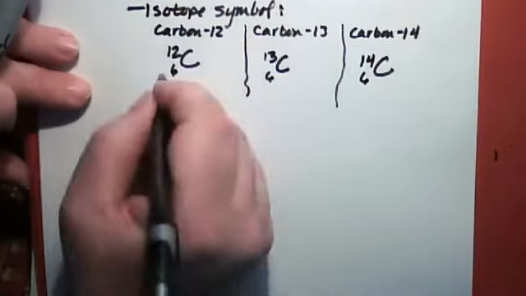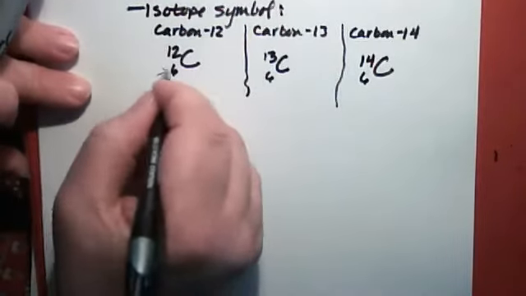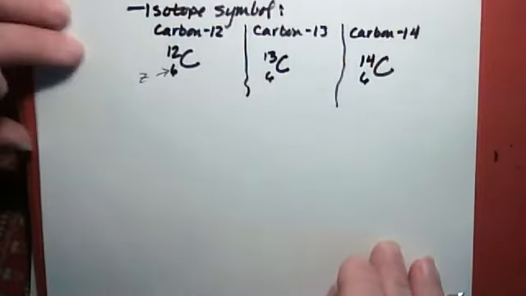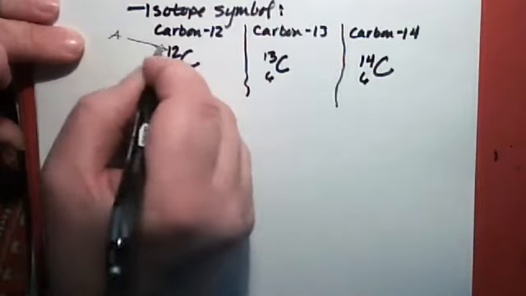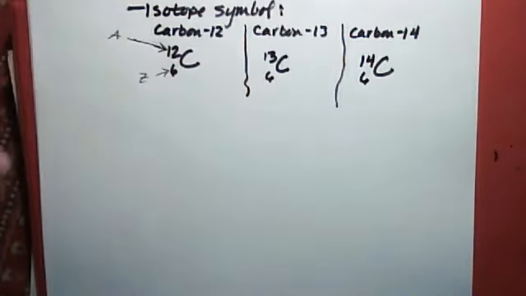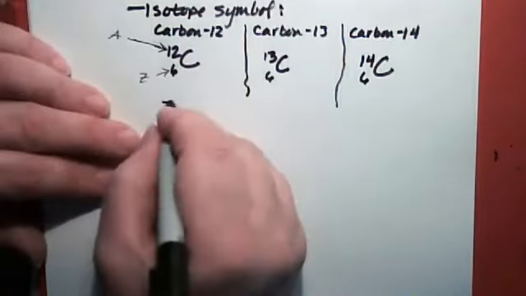Okay, so the bottom number is the atomic number. And the top number is known as A.